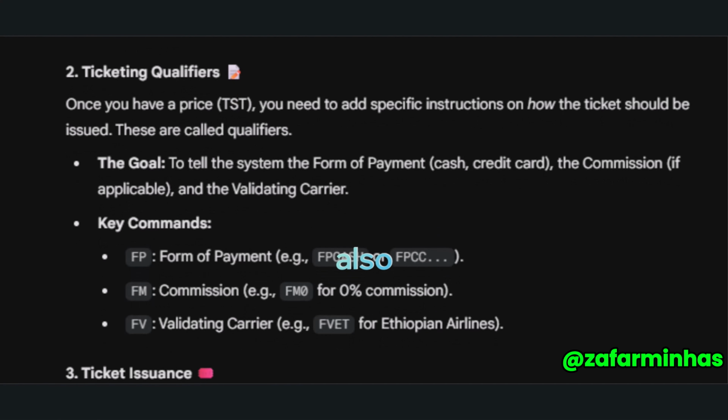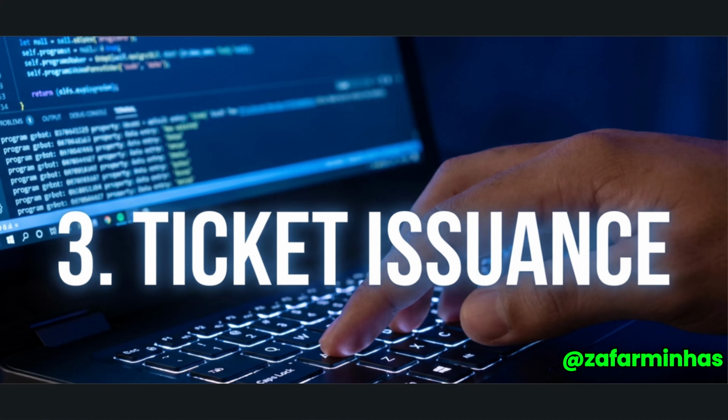You must also specify the commission using the FM command. Even if the commission is 0, the system usually requires you to enter FM0 to validate the TST. FV, the validating carrier, identifies the airline whose ticket stock will be used. These three elements are mandatory before ticketing.